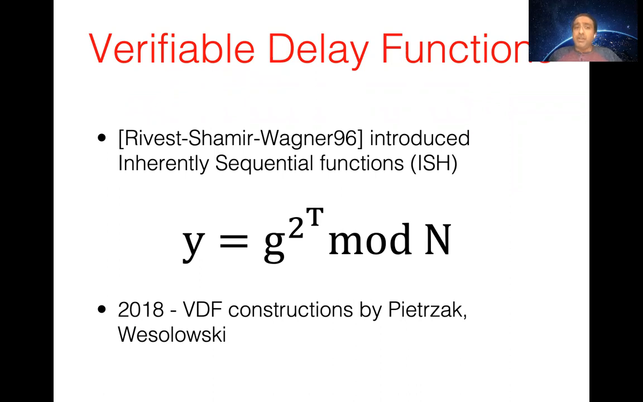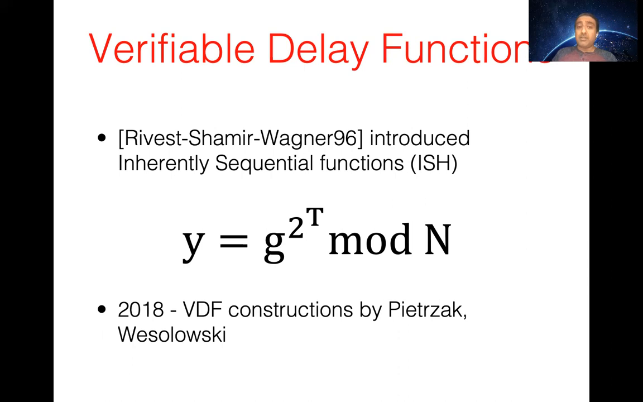Introduced by Rivest, Shamir, and Wagner, a related primitive called inherently sequential functions requires that a function be only computable sequentially. No matter what space you have, the only way is to compute it sequentially. So consider this function where you're repeatedly squaring mod n, where n is a biprime. The only way to do it is in t steps, where you square g repeatedly t times. And this was conjectured by Rivest, Shamir, and Wagner.